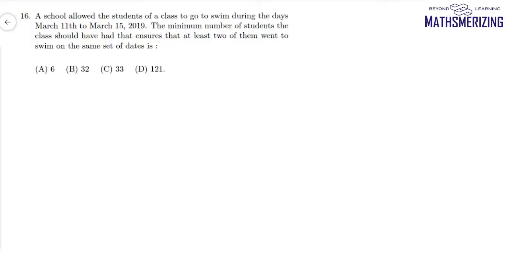Now question number 16 says a school allowed the students of a class to go to swim during the days March 11 to March 15, 2019. What is the minimum number of students that the class should have that ensures that at least 2 of them went to swim on the same set of days? So we need to find out how many distinct combinations of dates can be formed from these given dates, that is March 11th, 12th, 13th, 14th and 15th.